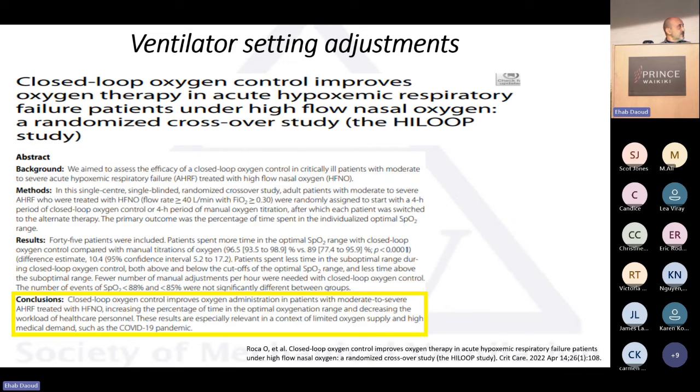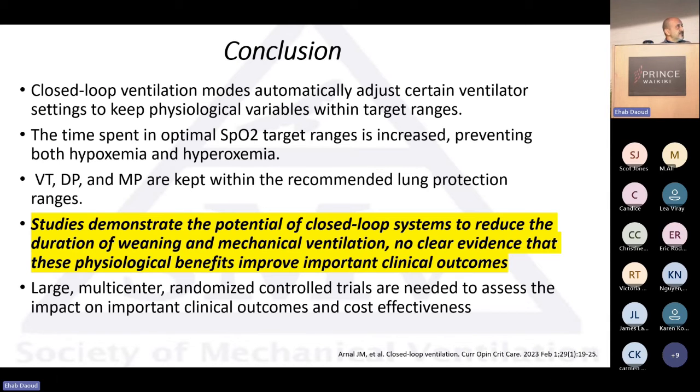Now, this is the conclusion or the summary. Closed loop ventilation automatically adjusts some settings to keep physiological variables within target ranges. That's great. Time spent on optimal SpO2 targets is increased, preventing both hypoxemia and hyperoxemia. Tidal volume, driving pressure, and mechanical power are kept within the recommended protective ranges. Great. Studies demonstrate the potential of closed loop systems to reduce the duration of weaning and mechanical ventilation. The problem is, there is no clear evidence that these physiological benefits improve clinical outcomes.